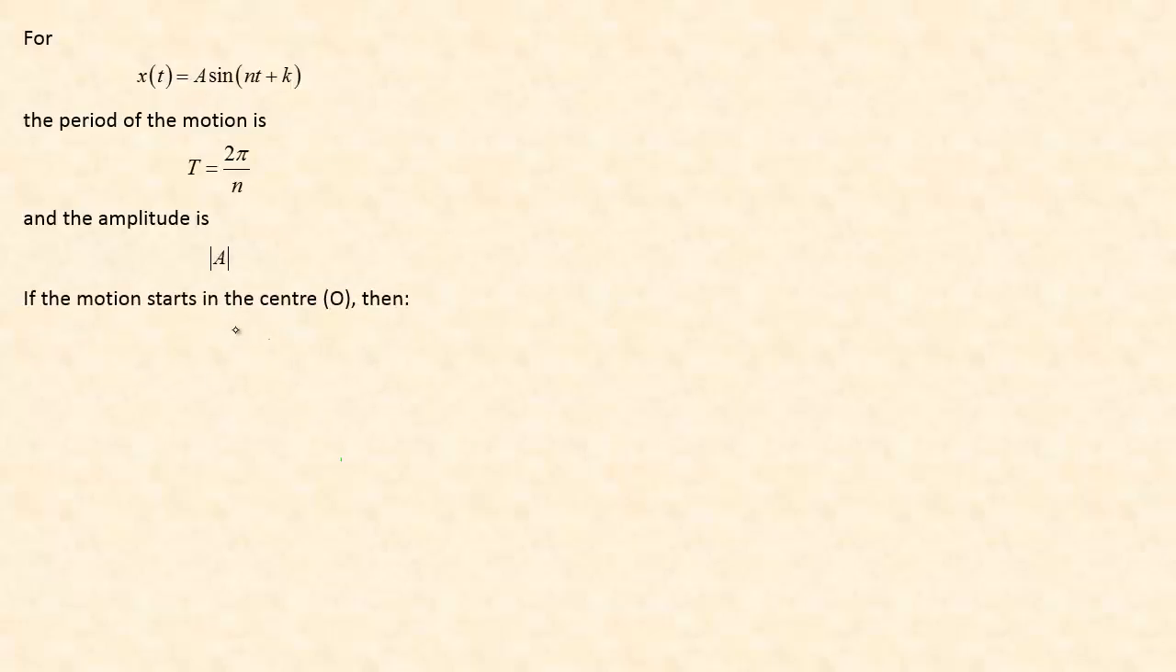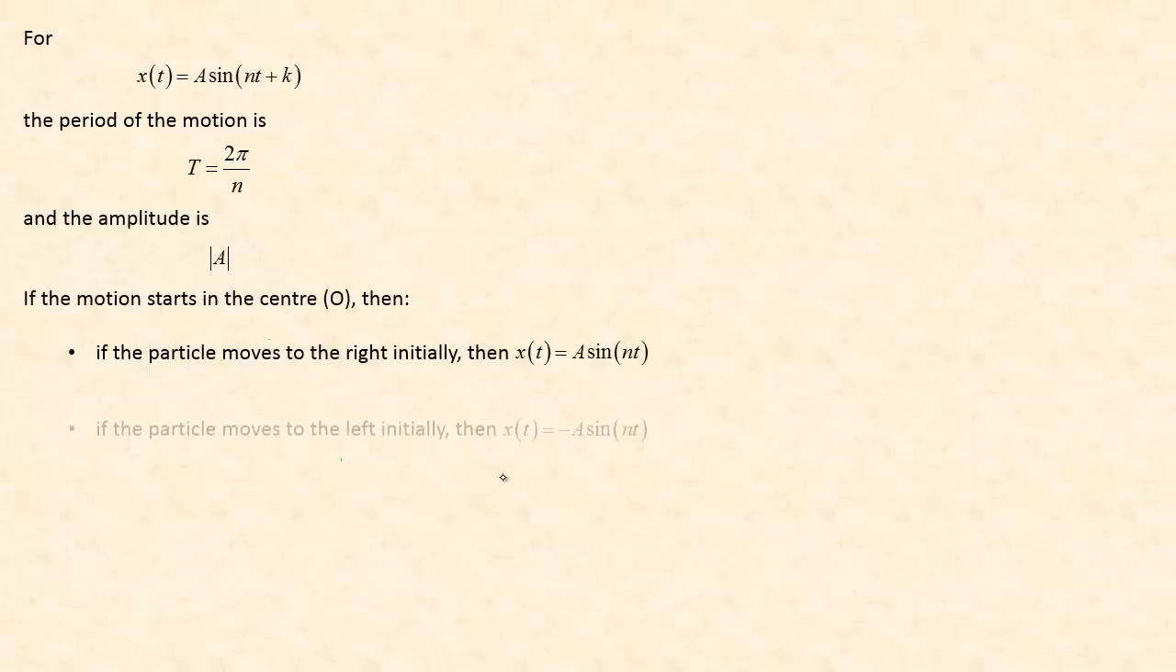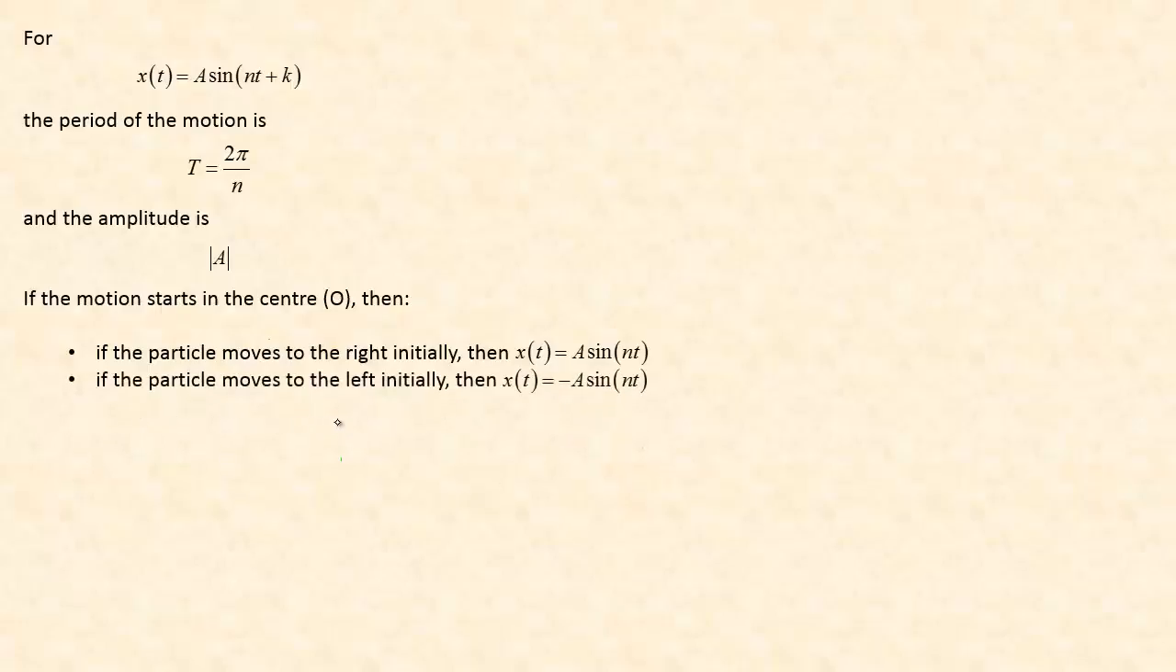If the motion starts in the center O, then if the particle moves to the right initially, x would be equal to a sin(nt). The k would be 0 if we start at O. If the particle moves to the left initially, then x is equal to negative a sin(nt).